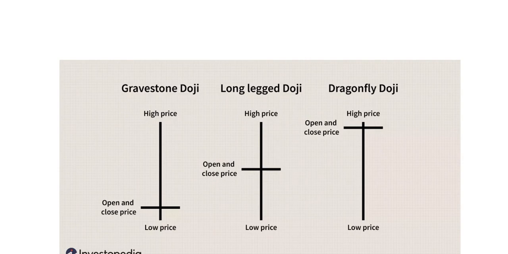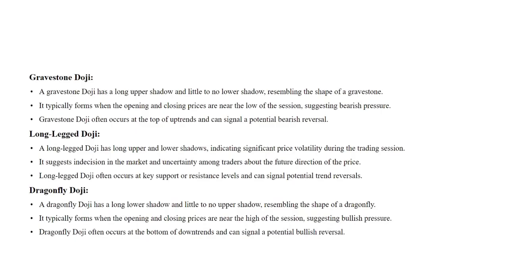So the dragonfly doji does have a long lower shadow, little to no upper shadow. It resembles the shape of a dragonfly, and it really does. It typically forms when the opening and closing prices are near the high of the session, suggesting bullish pressure. Dragonfly dojis can also occur at the bottom of downtrends and can signal a potential bullish reversal.